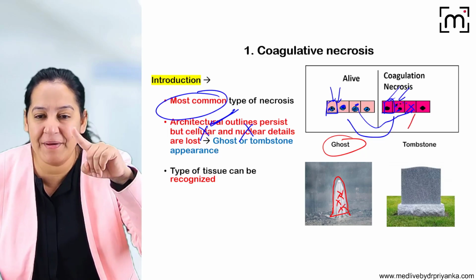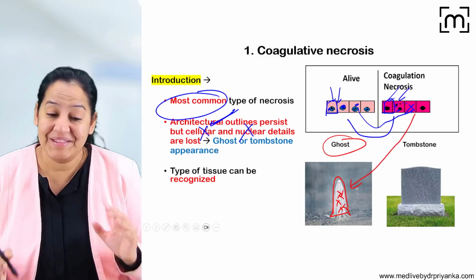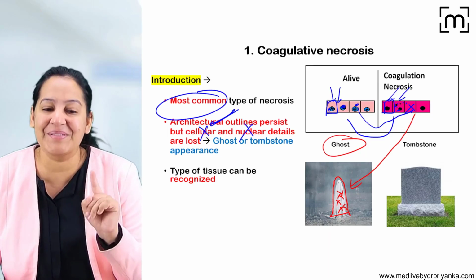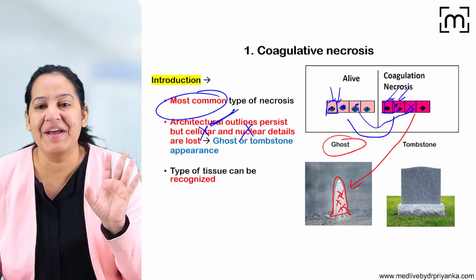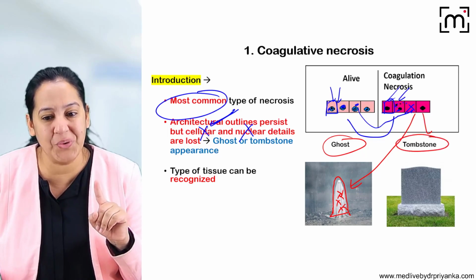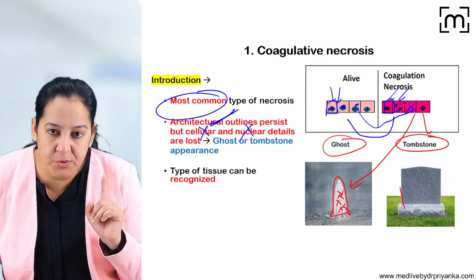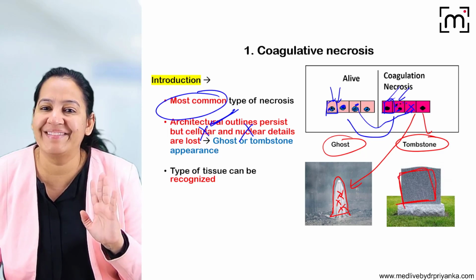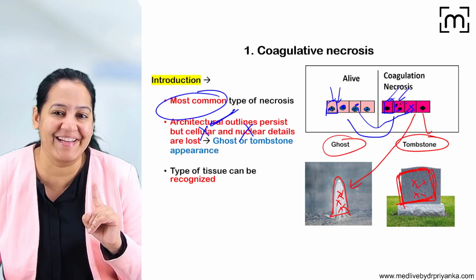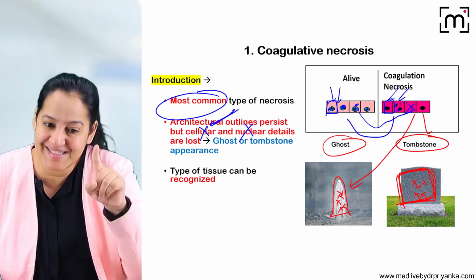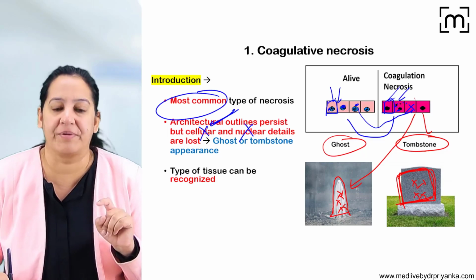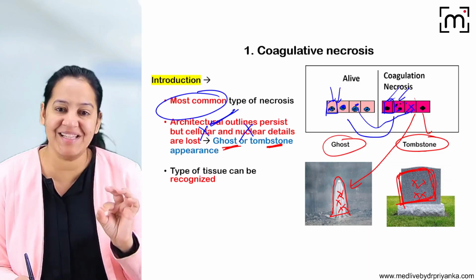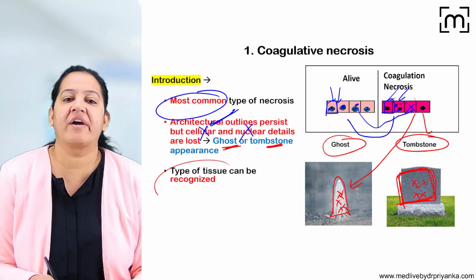So can I compare the cells in coagulative necrosis with the ghost? They have only an outline. Here cells also have only an outline. That's why the cells of coagulative necrosis are known as ghost cells. Or can I say the cells here are looking like a tombstone? What do you mean by a tombstone? A tombstone is a stone which is put over a graveyard. It is a stone having only an outline, no inner detail. In the same way, the cells in coagulative necrosis have a tombstone appearance. So either you say ghost cell or tombstone cell. Because the outline is maintained but inner details are lost, we can still recognize the type of the tissue.